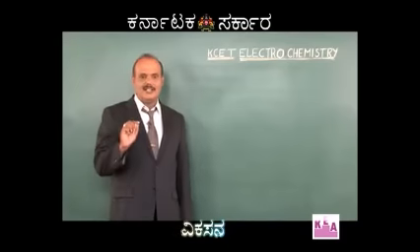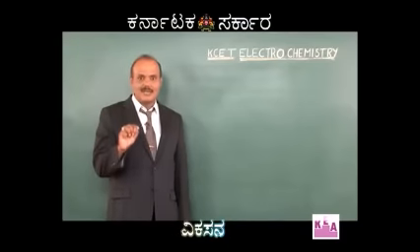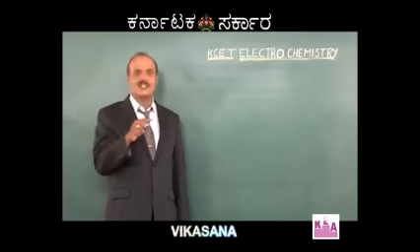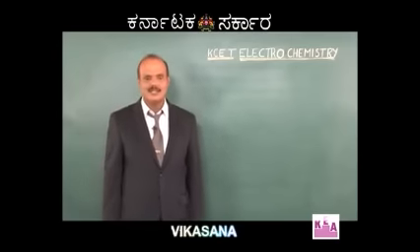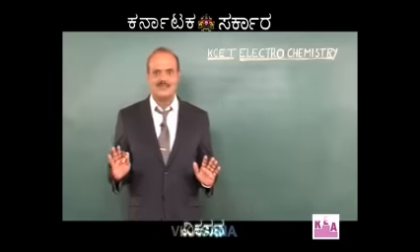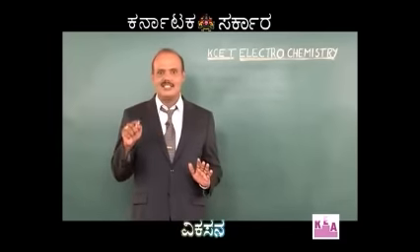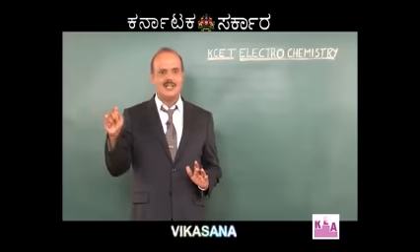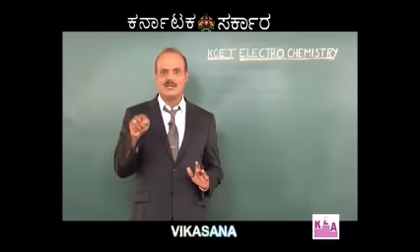So now, after calculating the value of N, let us give this relation to the standard free energy change. Standard free energy change, that is, delta G naught is equal to minus nFE naught of cell. We are going to calculate the E naught of cell. N you know how to calculate.